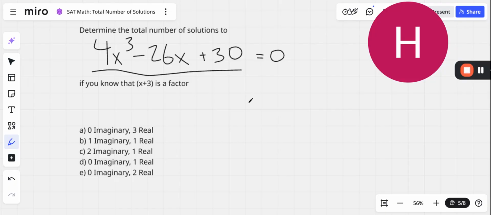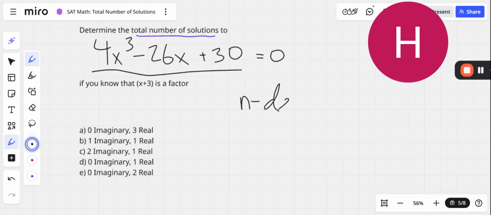Now, one of the first things to address is the fact that it asks about the total number of solutions. So here's a fact about polynomials. That fact is that if n is the degree of the polynomial, then we have n roots. Total number of roots, or solutions, in other words. The thing is, some of those roots might be imaginary, some of those might be real, as suggested by the answer choices. Well, we need to have n roots for an n degree polynomial. Right.